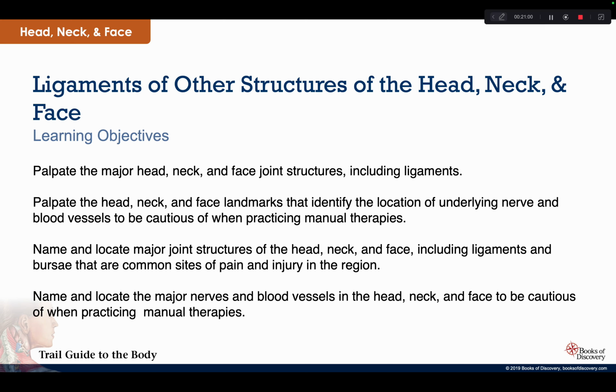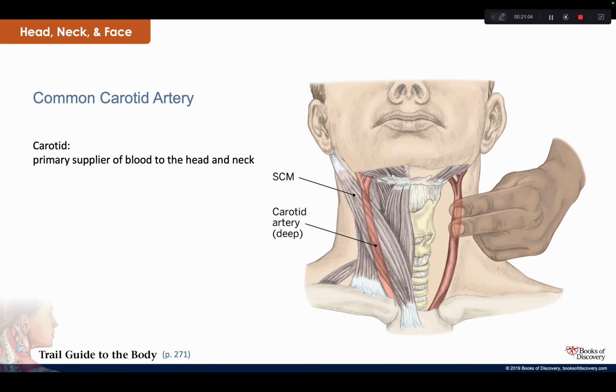All right, let's look at some ligaments just for funsies. Ooh, this ain't a ligament. So we're going to have a deeper look at the common carotid artery.